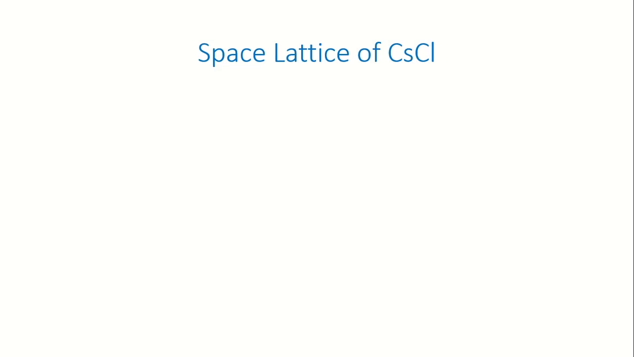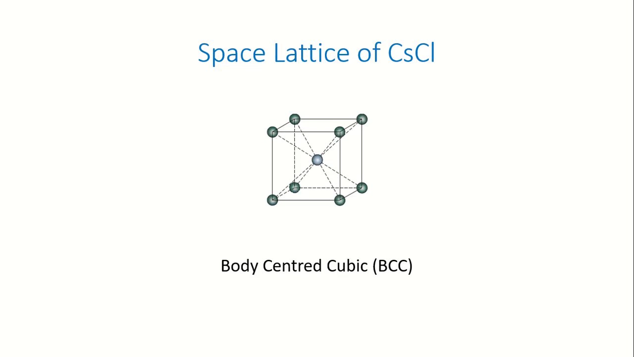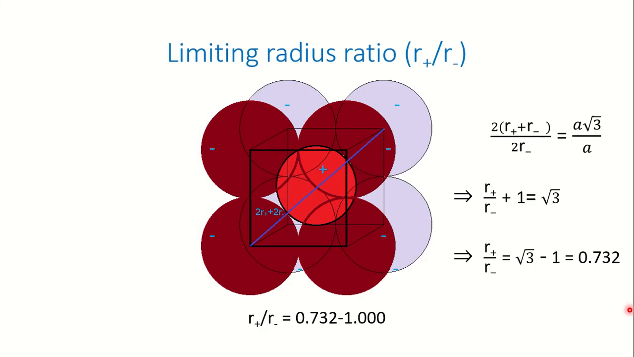The unit cell of cesium chloride follows a body-centered cubic or BCC lattice, where 8 chloride ions surround one cesium plus ion or vice versa. That is, one chloride ion is surrounded by 8 cesium plus ions. The limiting radius ratio of this BCC lattice is 0.732 to 1.0.